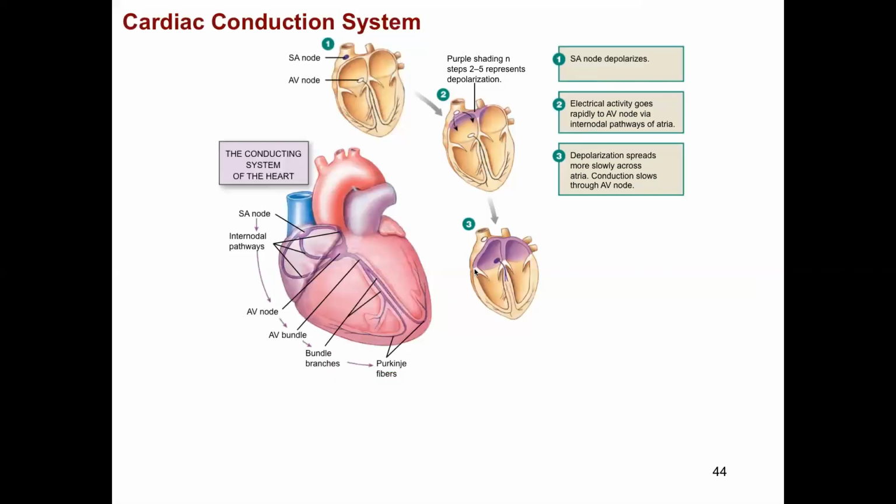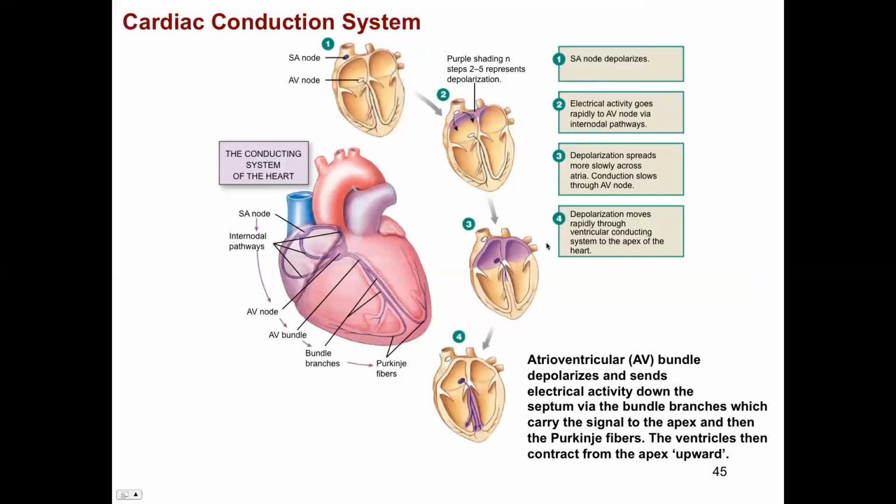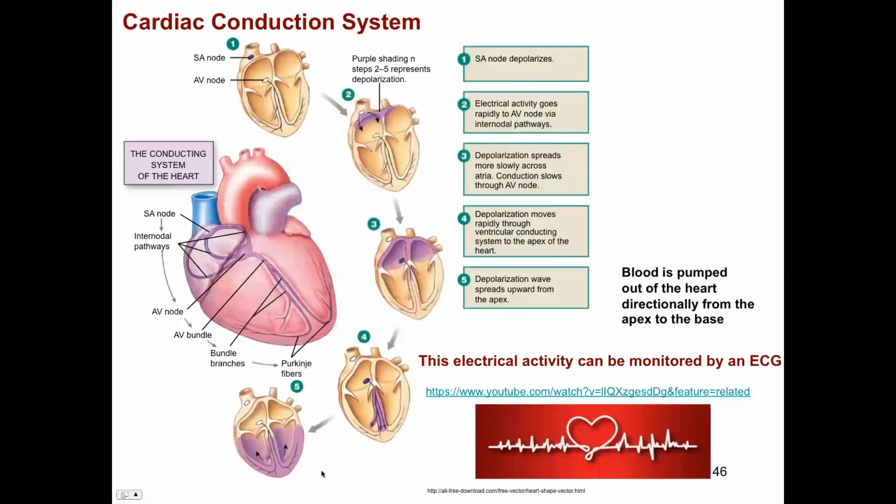And slowly now we're going to get depolarization moving down through the AV bundle, right? Down into the bundle branches, down into the Purkinje fibers. Then as it goes up through the Purkinje fibers, we can see it's then going to go over the ventricle, and we're going to have contraction, right? So you can watch this happening on this video.